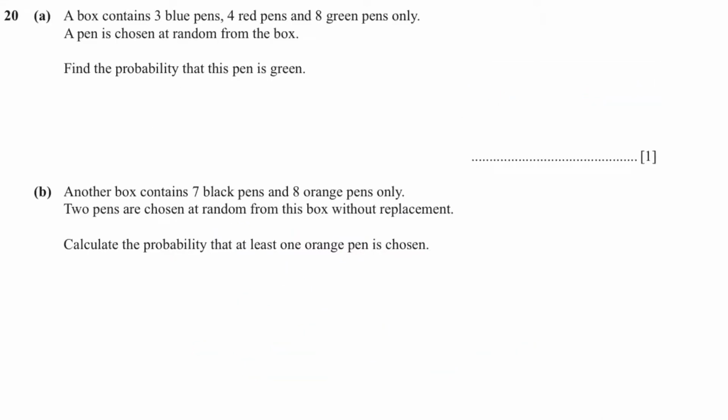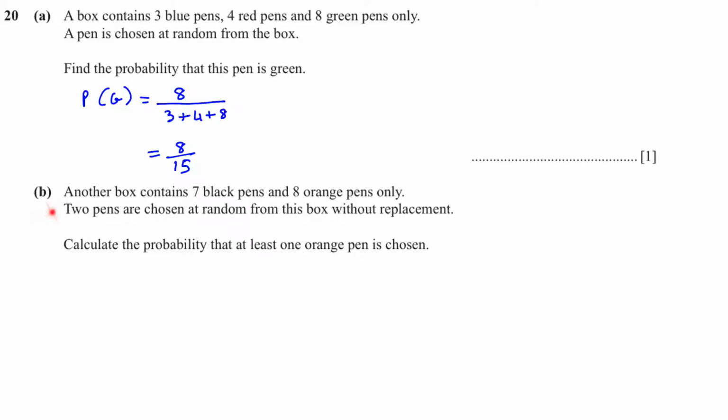This is a probability question in part A. A box contains 3 blue pens, 4 red pens, and 8 green pens only. A pen is chosen at random from the box. Find the probability that this pen is green. To find the probability of green, we will write 8, because that is the number of green pens, over the total number of pens. What is the total number of pens? 3 plus 4 plus 8. And that will give us 8 over 15.